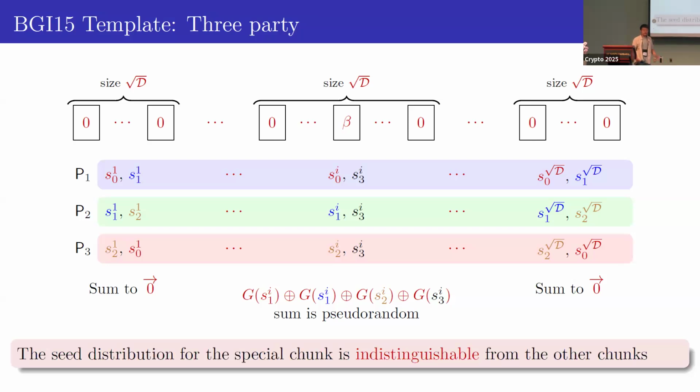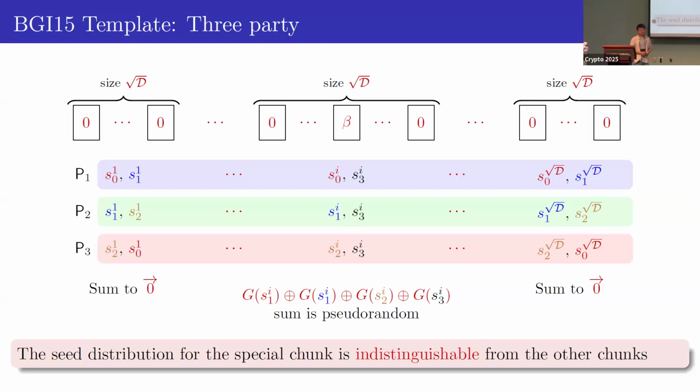On the other hand, this mode of distributing seeds is okay because the two modes are indistinguishable in the adversary's view. No matter which 2 parties you corrupt, you cannot tell the difference between a special chunk and a non-special chunk, because essentially what you see is a seed twice, and 2 different seeds. Okay, so this is their construction for the 3-party case.